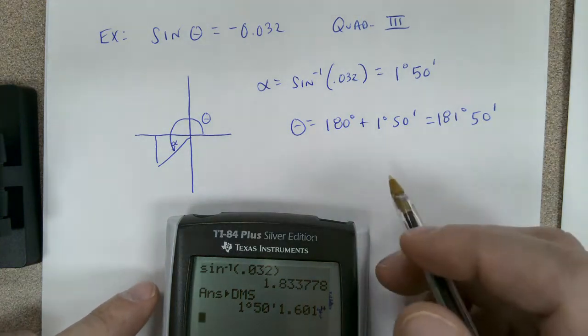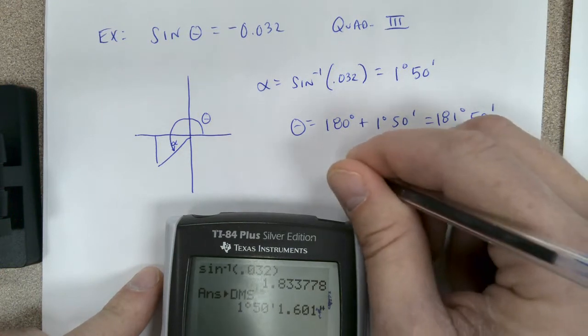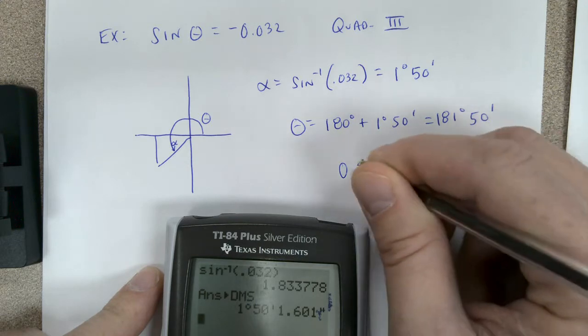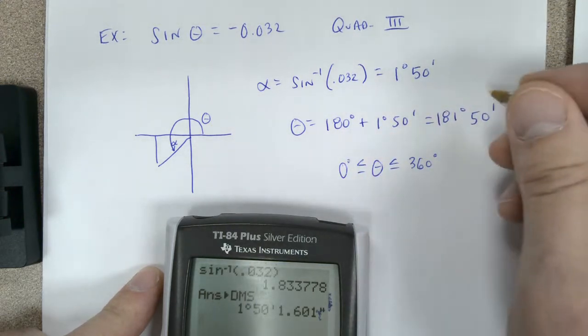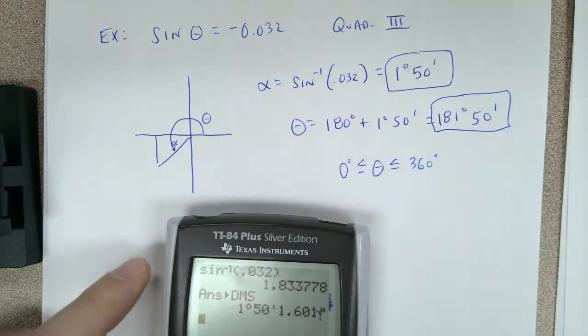Again, the values that we're finding are the values where theta is greater than 0 and less than 360 degrees. Okay, so alpha, theta.